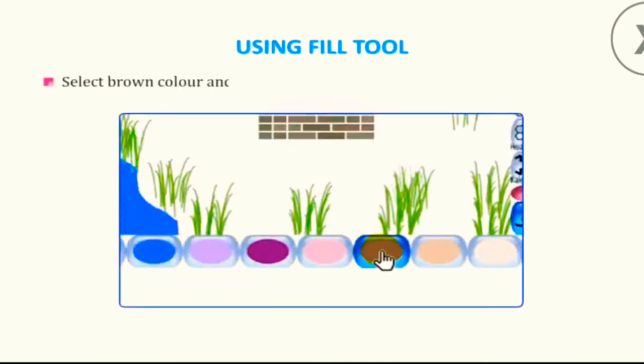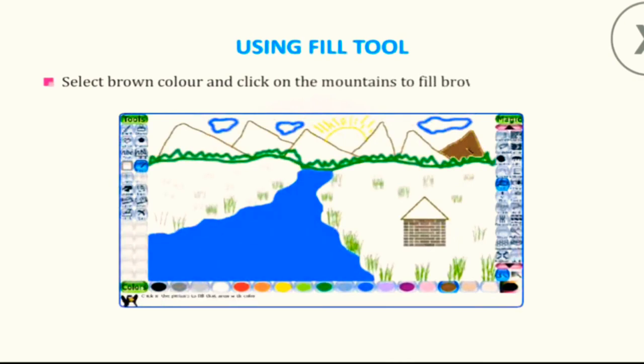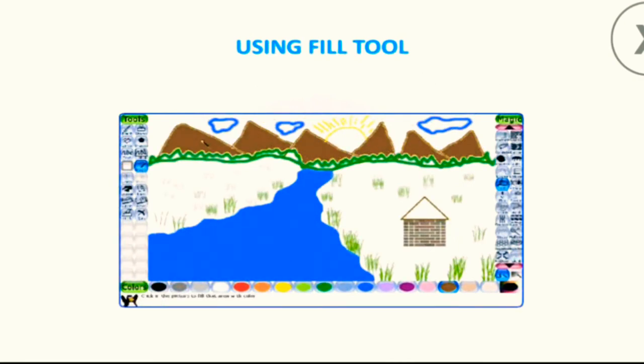Select brown color and click on the mountains to fill brown color in them. Likewise, fill yellow color in the sun and red color in the roof of the hut and orange color in the lower rectangle of it.